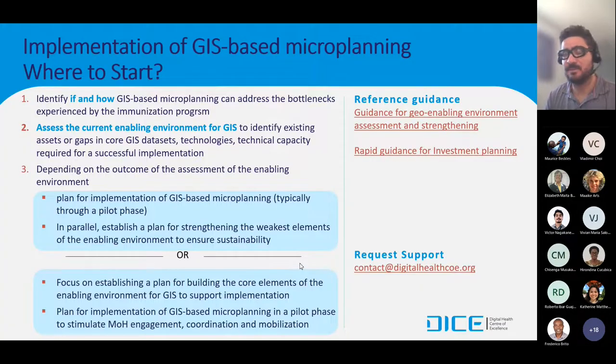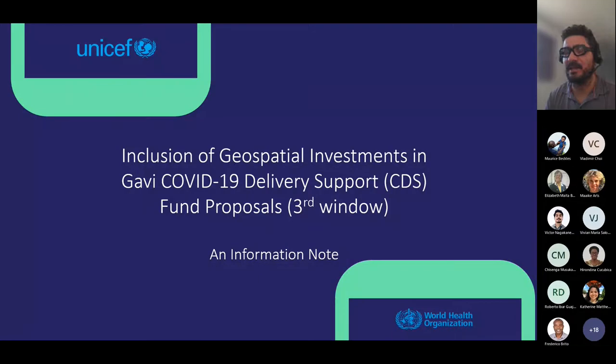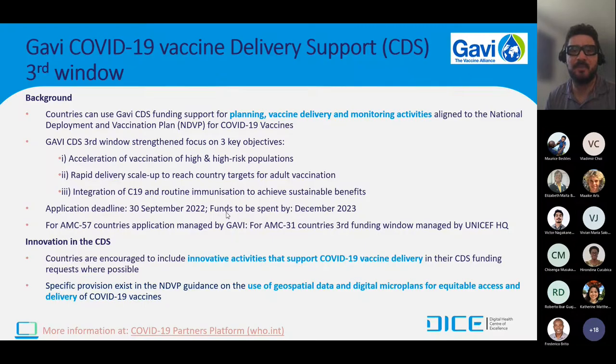As I mentioned, support is available through both guidance and the ICE as well. I would like now to quickly notify you of a short guidance that we have compiled to support countries in the inclusion of GIS in the Gavi COVID-19 delivery support funding proposals. As you're probably aware, countries can use the Gavi CDS funding to support planning, vaccine delivery, and monitoring activities where these activities are aligned with the priorities identified in the national deployment and vaccination plan.